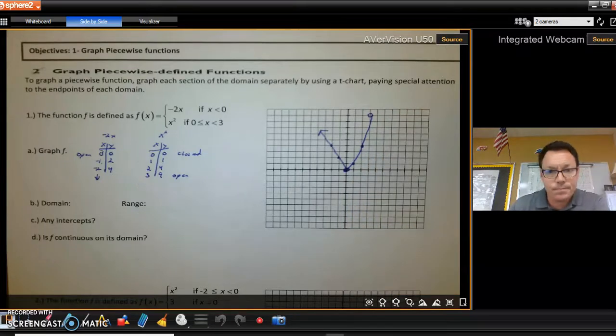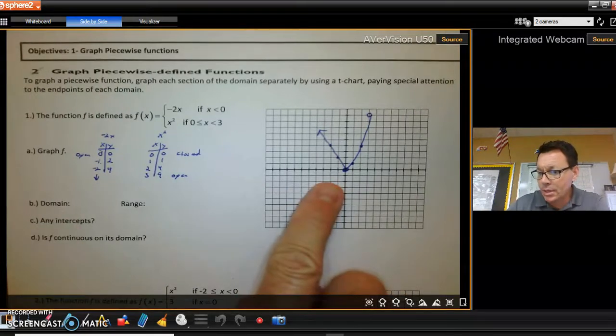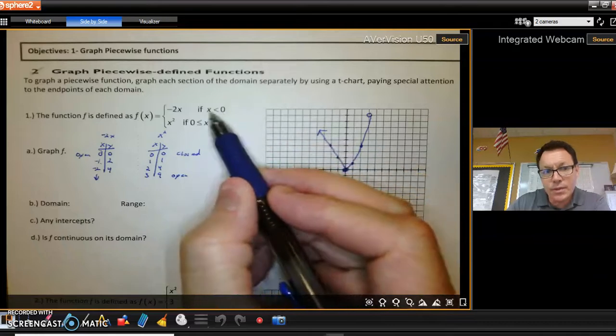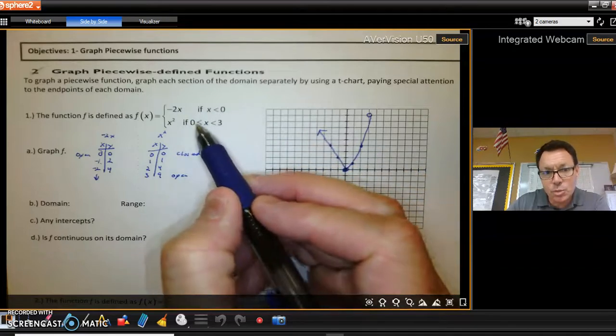And that's it. That's what our graph's going to look like. What is the domain of that function? Well, you may be able to tell by looking at it, but you can also tell by this. This tells you the domain. This is the domain of this function, and this is the domain of that function.